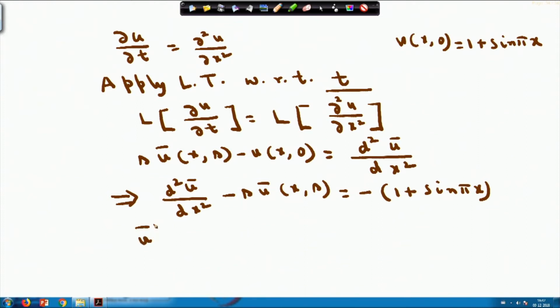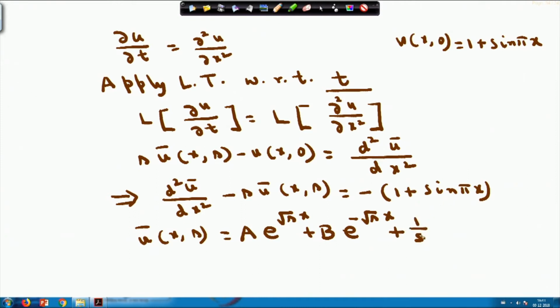There will be two parts, CF and PI. The CF part will be, if the right side is 0, a e power root over s x plus b e power minus root over s into x, and in this case your PI will become 1 by s plus sin pi x by (1 plus pi square plus s). You will obtain this. You should check this thing.